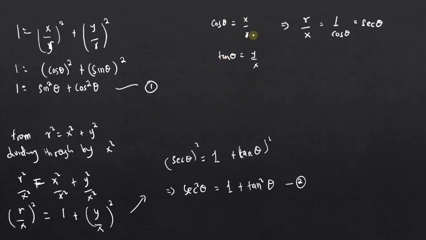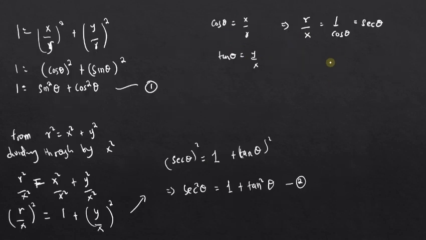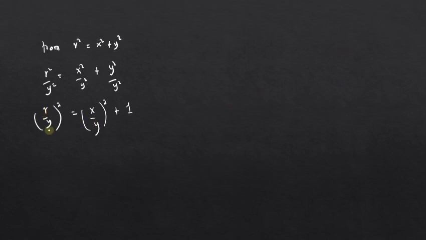Now we have to go back to the trig ratios that we found. We have r over y, right? But we have y over r equal to sine theta, implying that r over y will be equal to 1 over sine theta, which we know to be equal to cosecant theta, right?